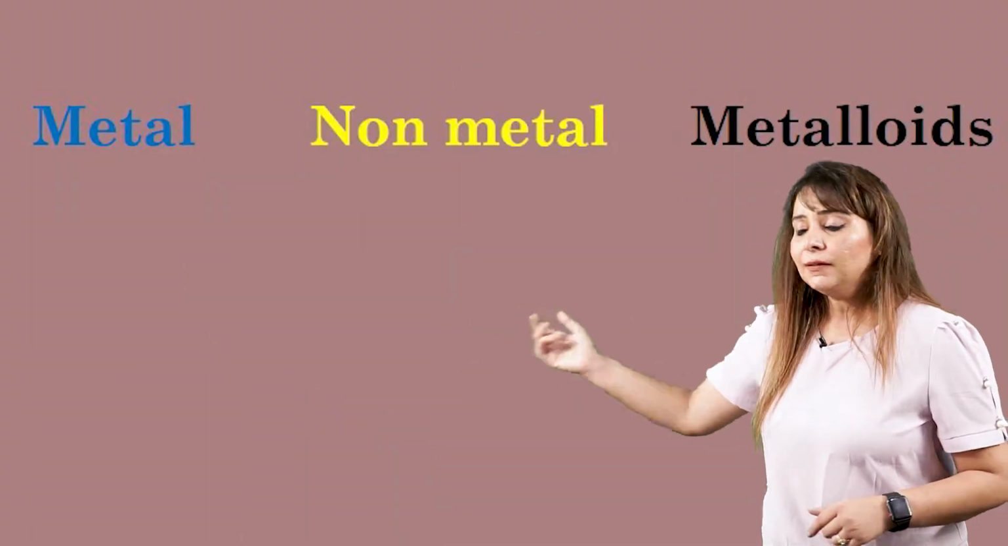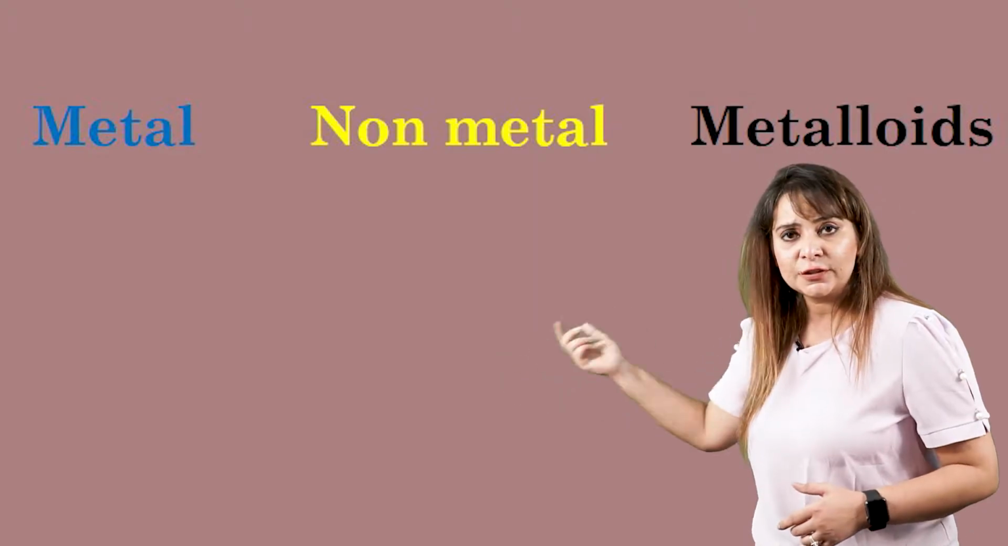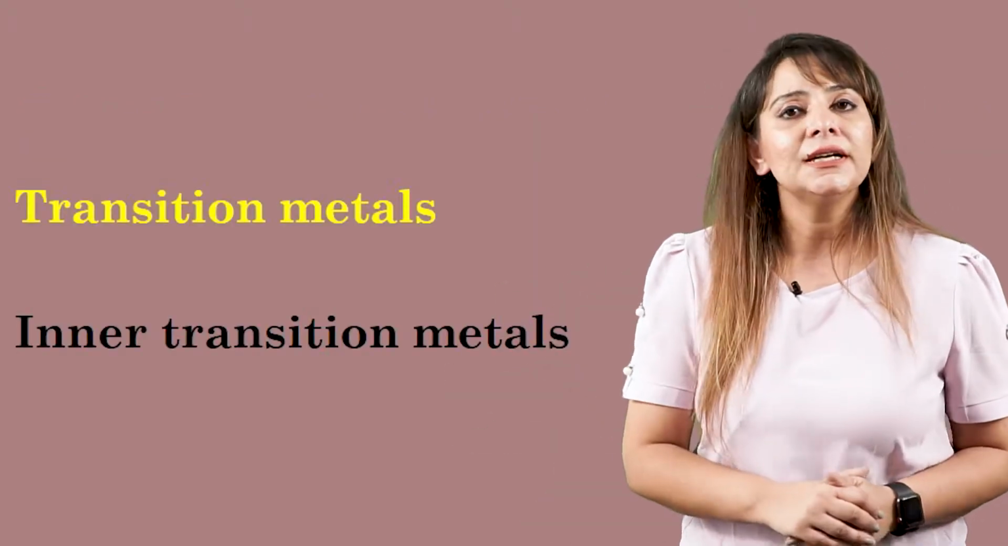They can be metal, they can be non-metal, they can be metalloid, they can be transition metal, or they can be inner transition metal. I think you are aware of the term element now, and you know about the metals and non-metals. So now we are going to start with the detailed study of metals and non-metals. So first thing I would like to ask you, what do we mean by metal?